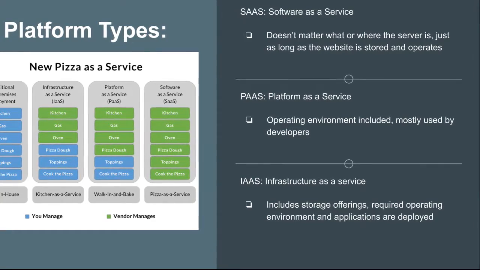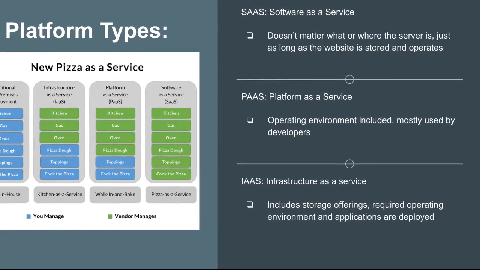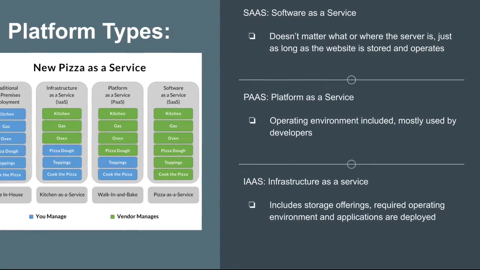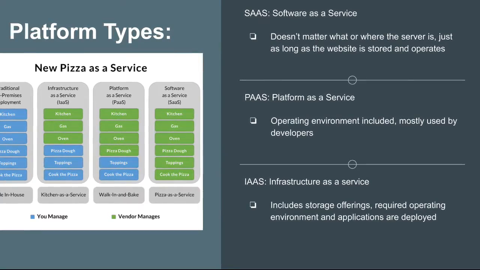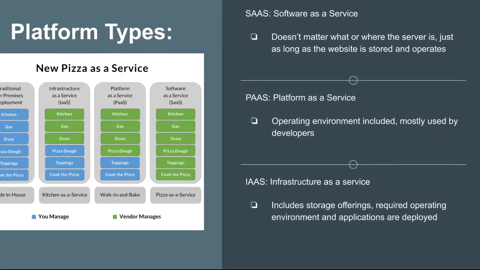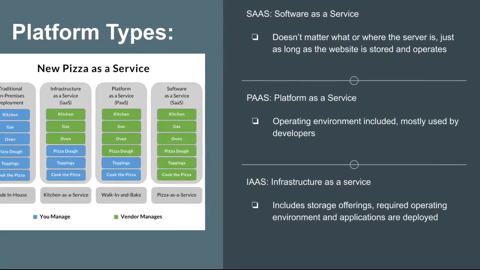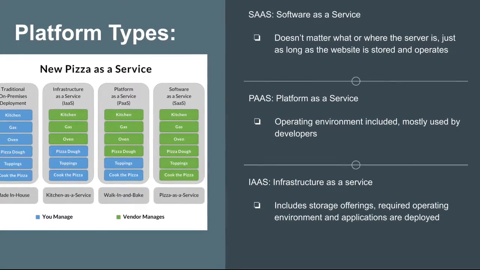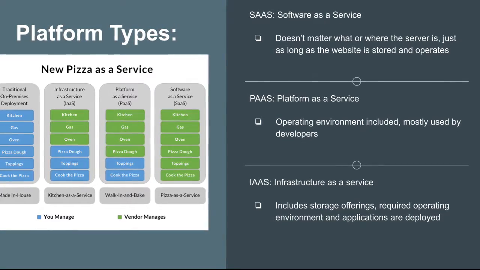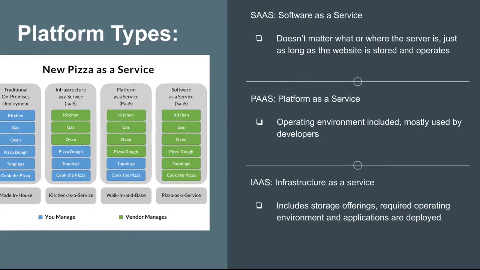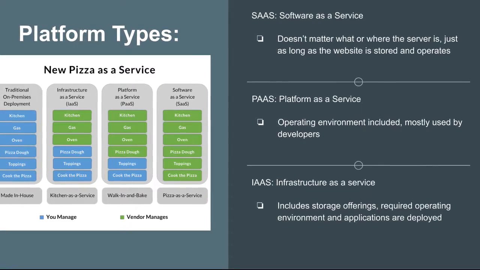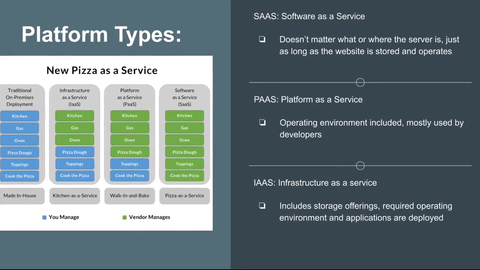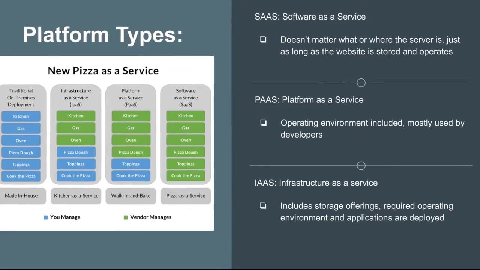The diagram titled Pizza as a Service is a great visual to explain how the different services work. All the way on the left, you have the traditional server, which is modeled by all of the components being managed by you. The three different services are SaaS, Software as a Service, PaaS, Platform as a Service, and IaaS, Infrastructure as a Service.